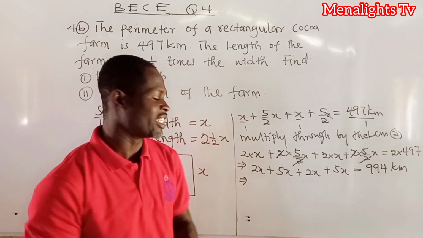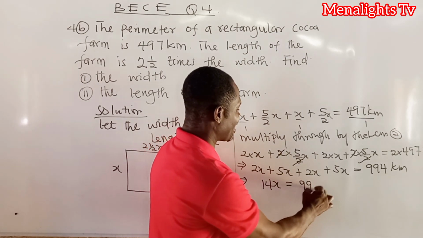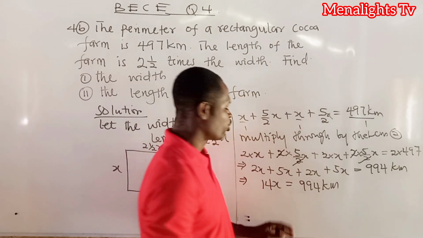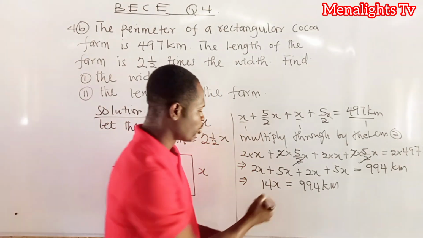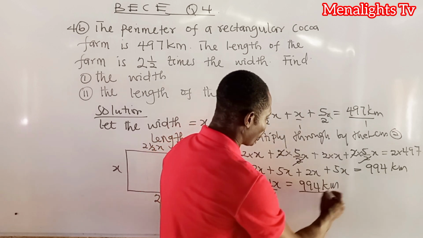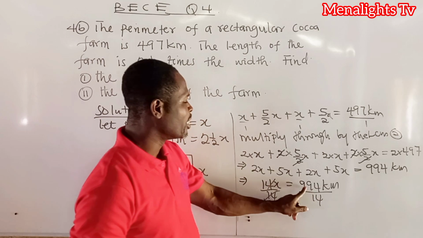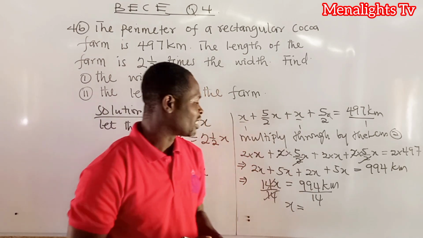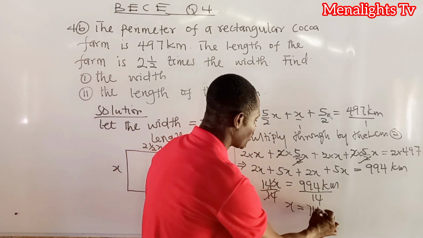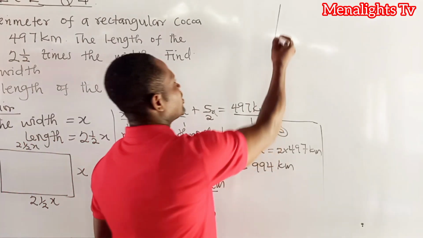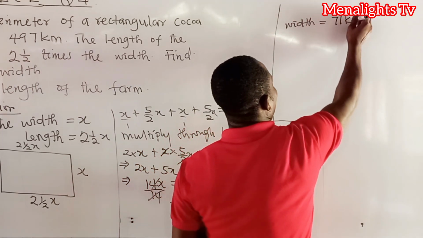So what we have is 2x plus 5x will give us 7, plus another 2 plus another 5, all will give us 14x. So we have the 14x, which is equal to the 994 kilometers. So since we are looking for x, we divide both sides by the coefficient of x, which is the 14. So that means our x is equal to, 14 will go into 994 kilometers 71 times. So it means that our width is 71 kilometers.